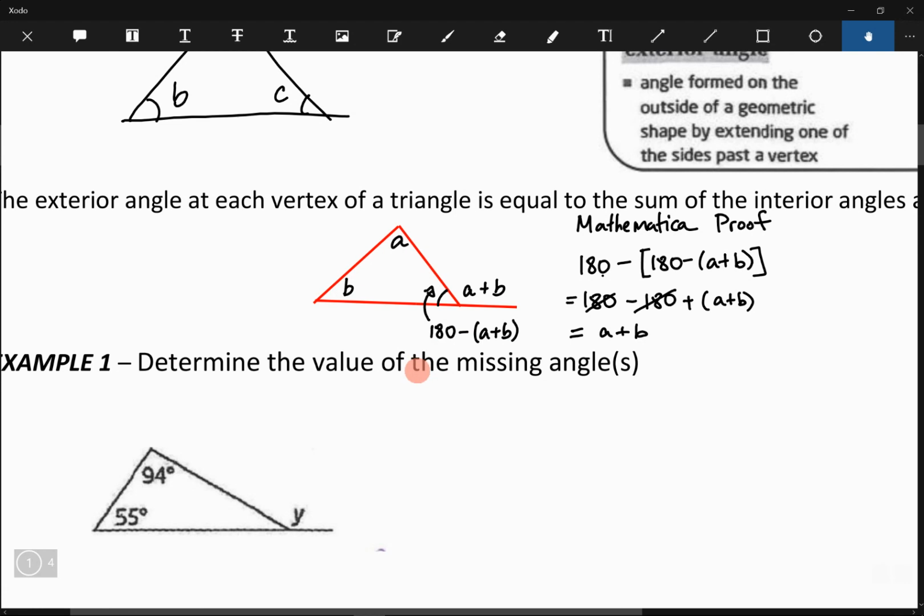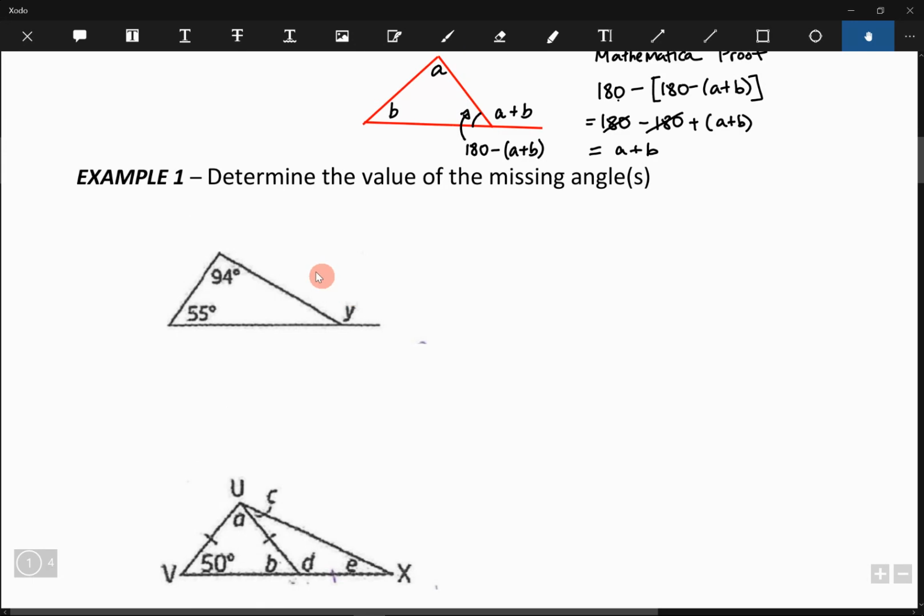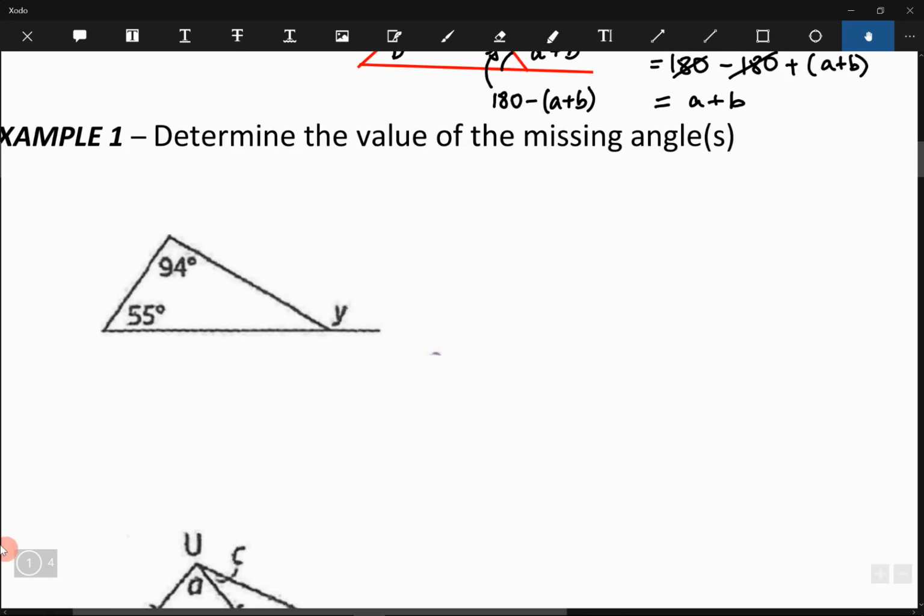There's my little proof there. Okay. So using that newfound knowledge, you can already look at some examples that we have over here. So how do I find the exterior angle y? Well, it's just going to be the sum of the two interior angles on the other side. So here y is equal to 94 plus 55, which is equal to 149 degrees.